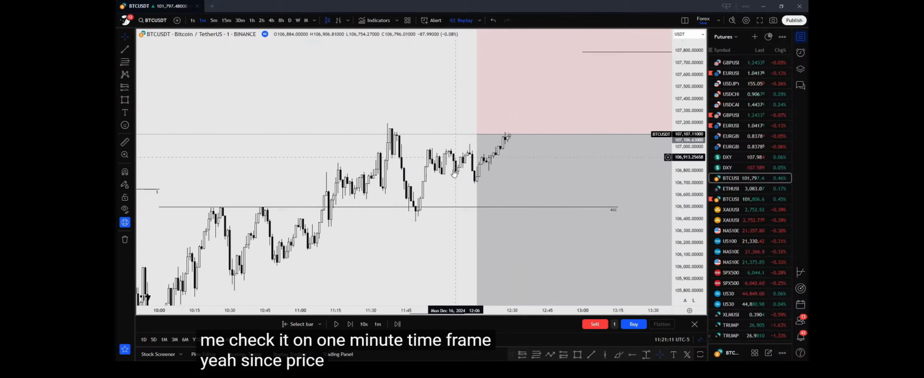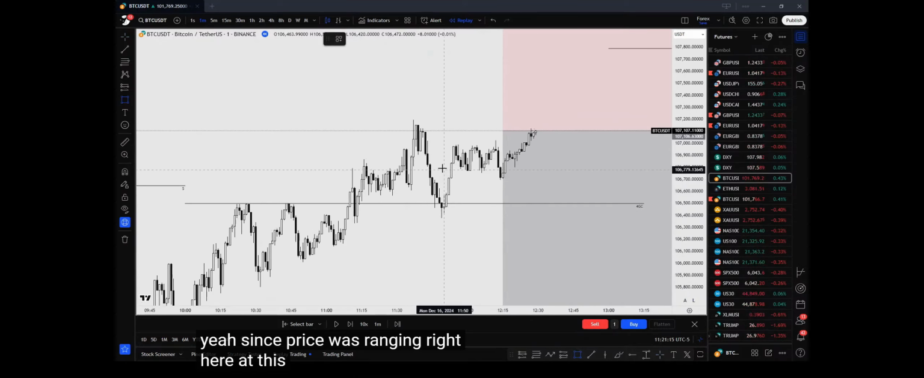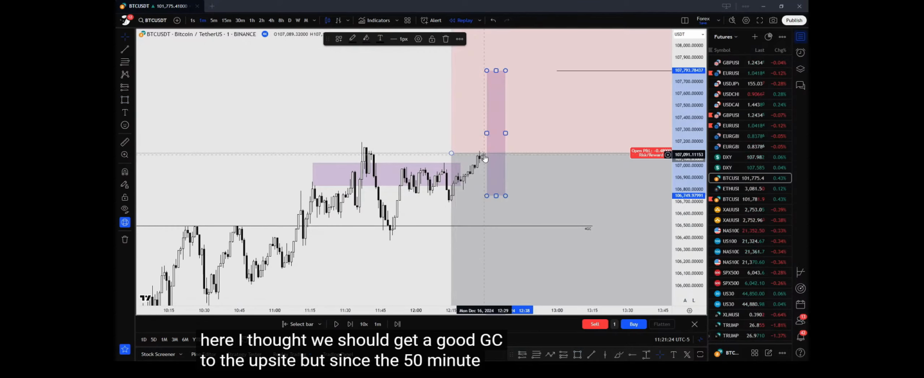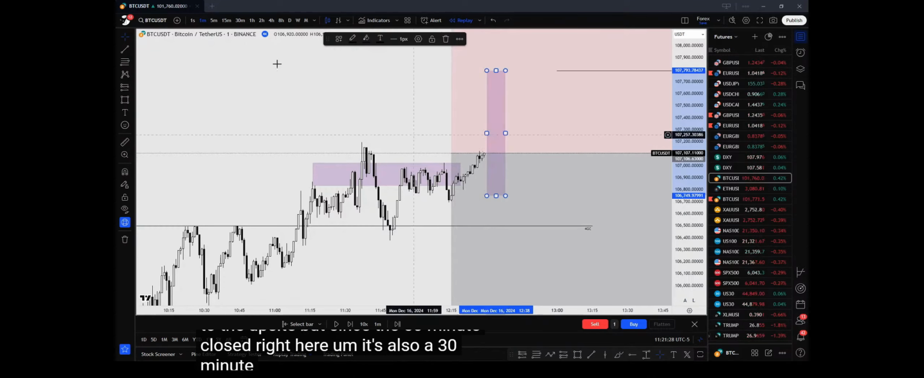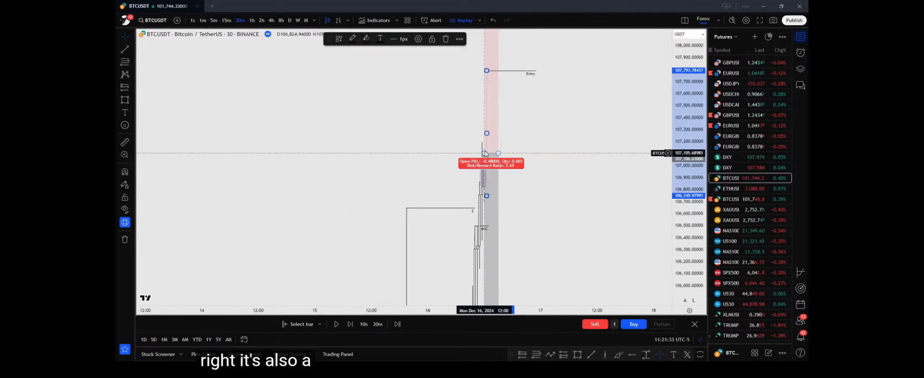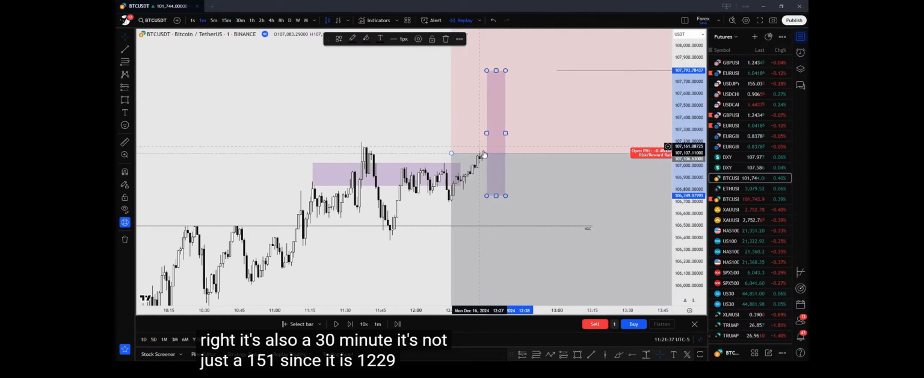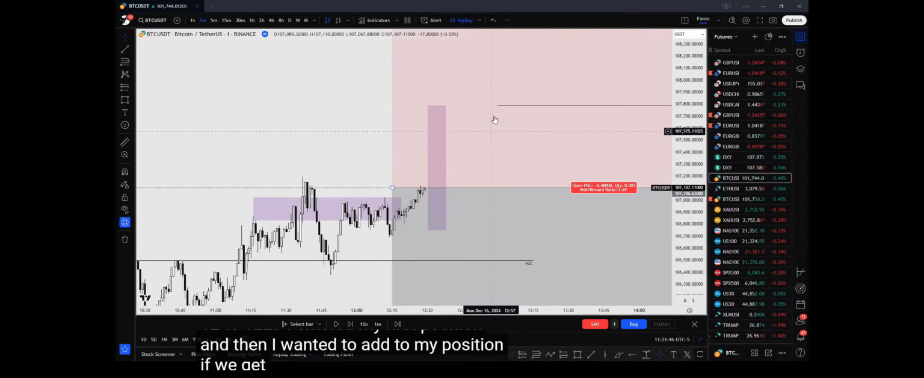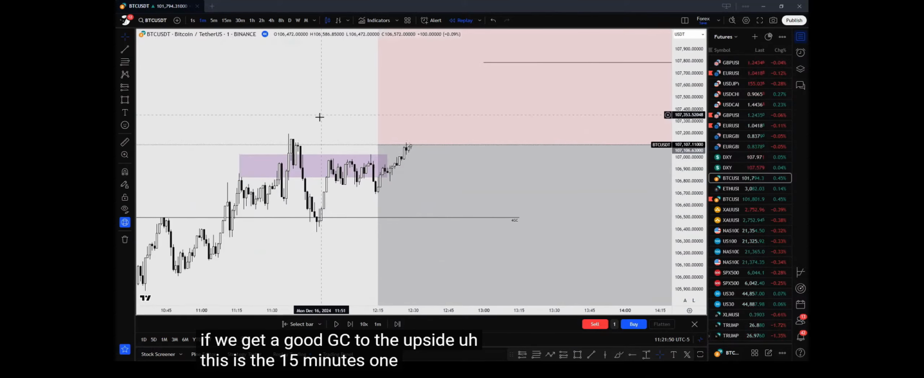Yeah, since price was ranging right here at this area, and also we had this high right here, I thought we should get a good GC to the upside, but since the 50 minutes closed right here, it's also a 30 minute, right? It's also a 30 minutes. It's not just a 15 one. Since it is 12:29, that would be the end of the 30 minutes candle from 12 to 12:29. I entered my first position, and then I wanted to add to my position if we get a good GC to the upside. This is the 15 minutes one after the 4-hour.